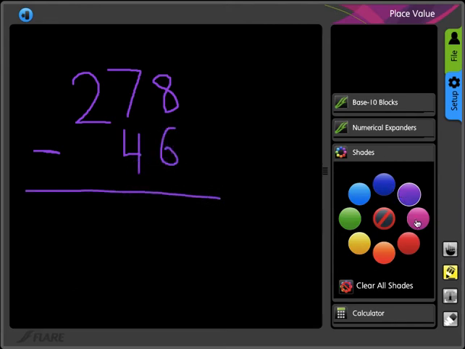Okay, now let's take a look. My ones are on top of each other. 8 ones, take away 6 ones. My tens are in line. 7 tens, take away 4 tens. And my hundreds. Okay? So let's get started. We start with our hundreds? No, we start with our ones. 8 take away 6. What is 8 take away 6? 8 take away 6 is 2.